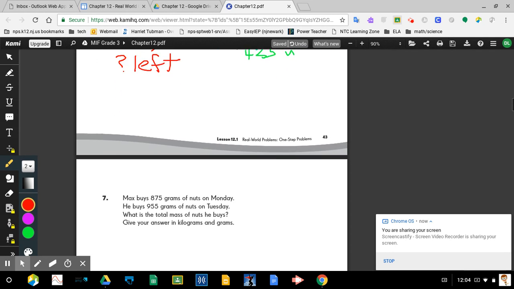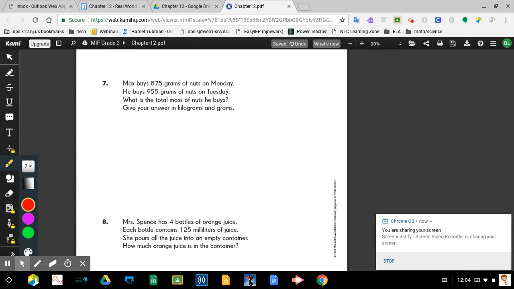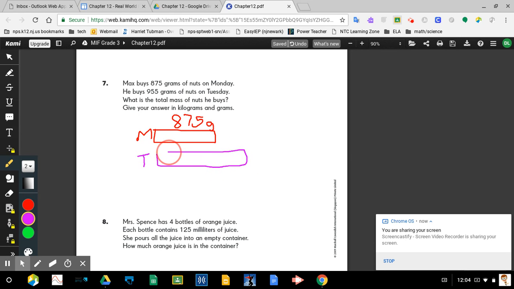All right, let's do page 44. It says, Max buys 875 grams of nuts on Monday. So here's Max, and he's going to buy 875 grams of nuts, and I'm going to put an M here because it's going to be Monday. And he's going to buy 955 grams of nuts on Tuesday. So since Tuesday, he's buying more nuts. I'm going to make my bar model a little bit bigger. So here's 955 grams on Tuesday.